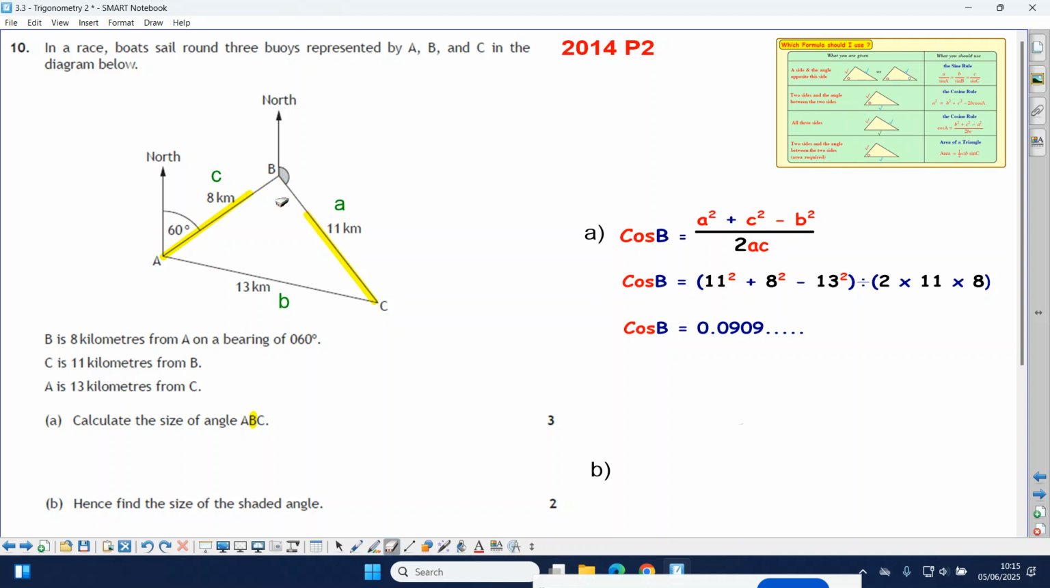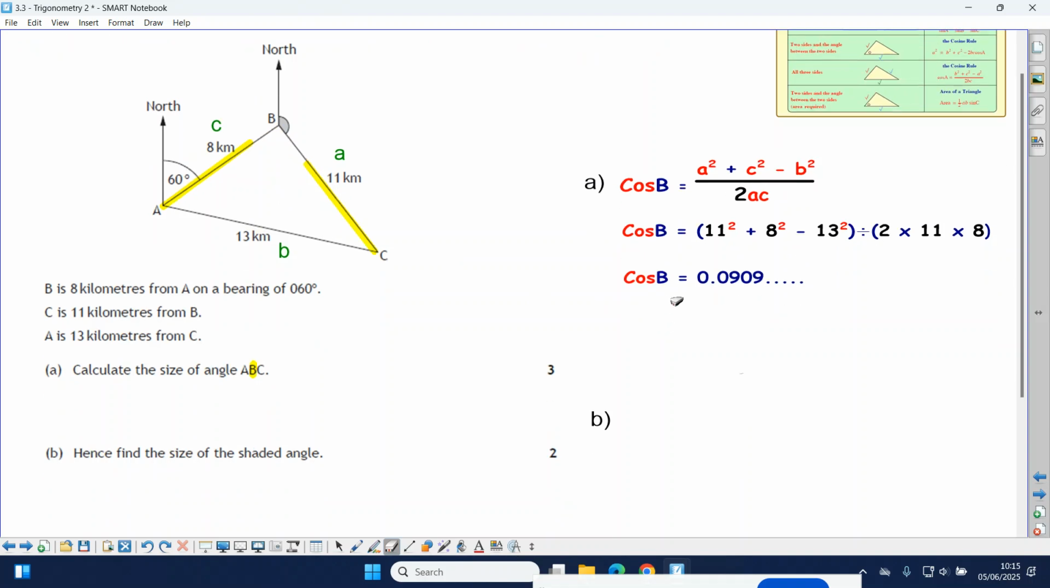And to finish off, you can work out the angle by just doing inverse cos. So shift cos, of that number there, and it should pop out to be 84.8 degrees. So we're basically saying that there is 84.8. I'll try and write it badly with my mouse, but 84.8 degrees. Now, that's the first part of the question done.